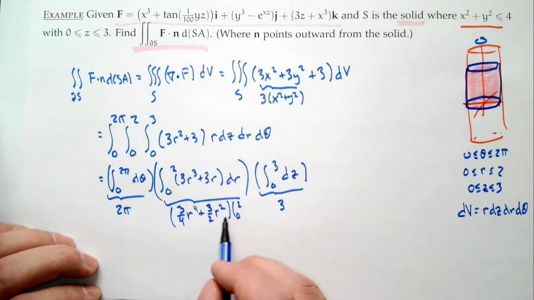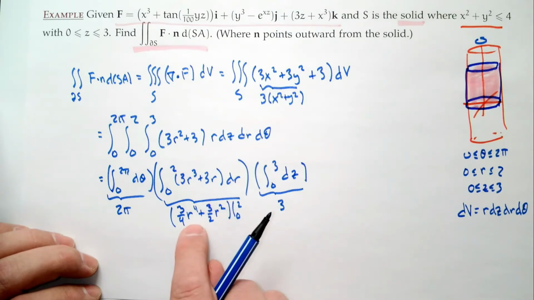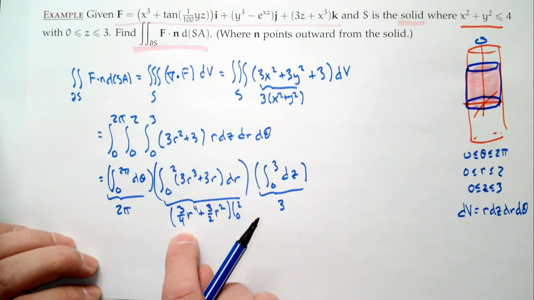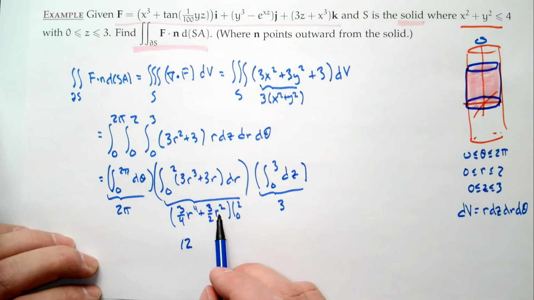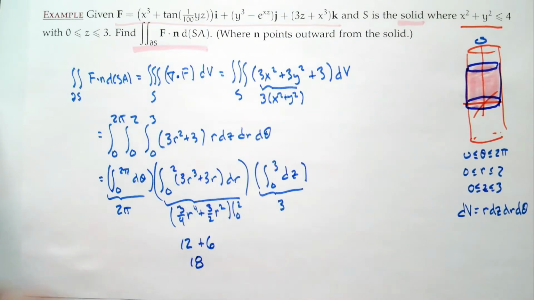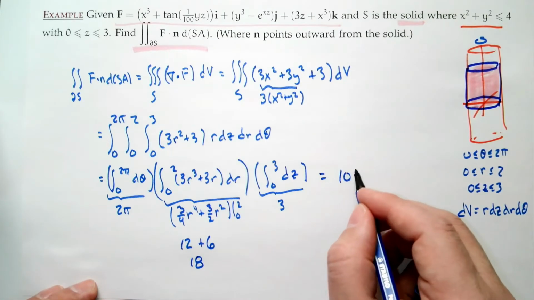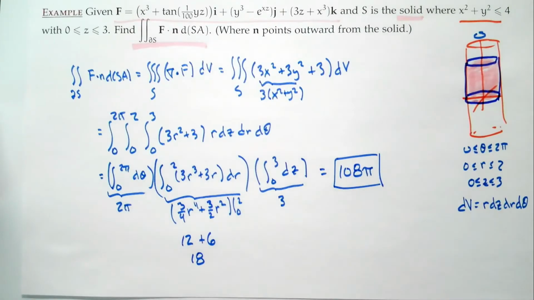The good news is if you plug in 0, we get 0. If you plug in 2, 2 to the 4th is 16. 16 divided by 4 is 4, times 3 makes 12. 2 squared is 4, divide that by 2 gives 2, times 3 makes 6. So I get 18. So I have 2 pi times 18 times 3. If you multiply all those together, you end up with 108 pi. Because 18 times 3 is 54, and you double 54, you get 108.